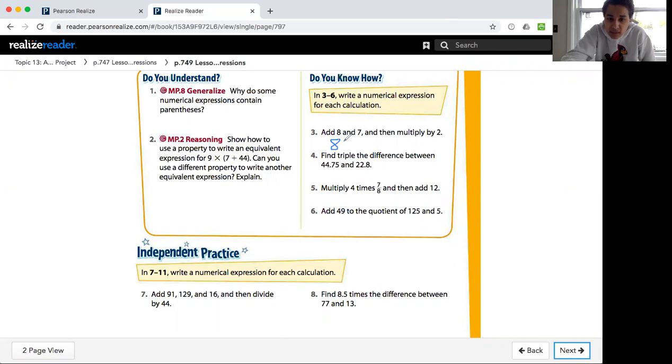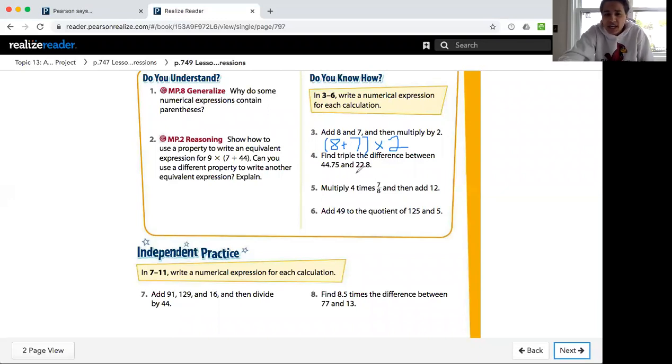8 plus 7. And since it says, and then we're going to put this in parentheses so that we add these first. And then it says, and then multiply by 2. So then just multiply it by 2. Remember, the parentheses tells us that we need to work inside this first. So yes, it's very, very important that you add the parentheses. Okay? And it doesn't say to solve, so we're not going to solve it. Okay, let's do number 4.